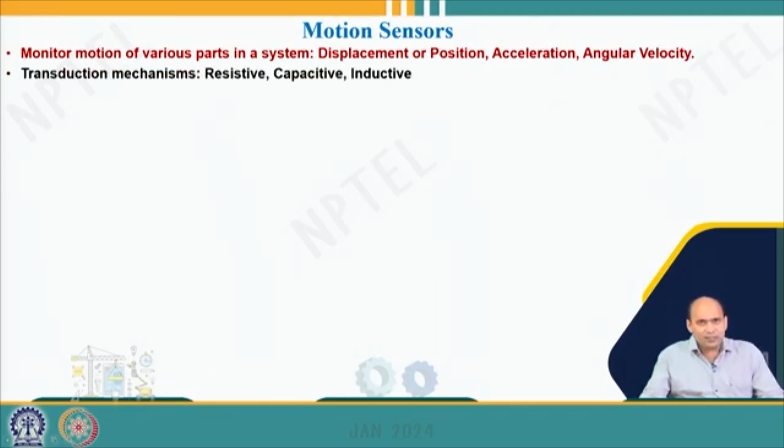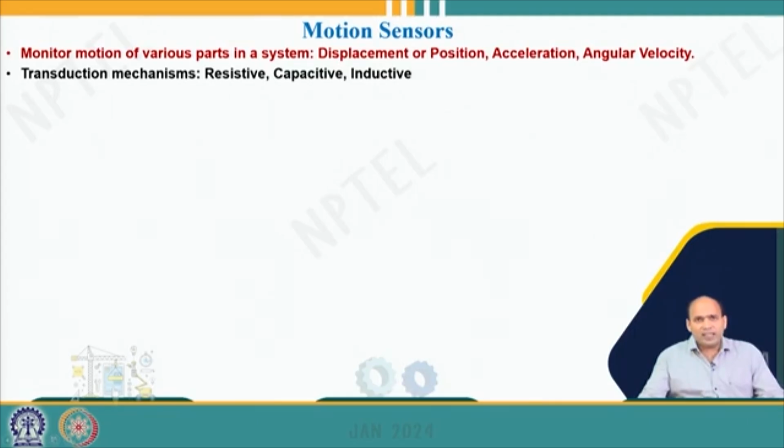Now, let us see what transduction mechanisms are available. Essentially, what do we mean by transduction mechanism? Suppose the motion, either displacement or angular velocity or acceleration. These are essentially mechanical quantities, is it not? Now, as we said earlier, whatever the physical parameter we want to measure, ultimately we have to convert it into some electrical quantity, or more precisely voltage or current form, and then it needs to be further converted into a digital signal, right. So, how to convert this mechanical quantity into the electrical domain?